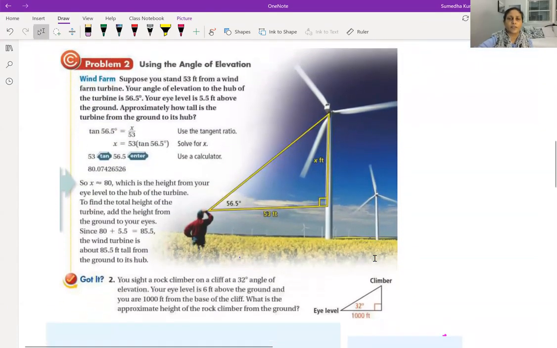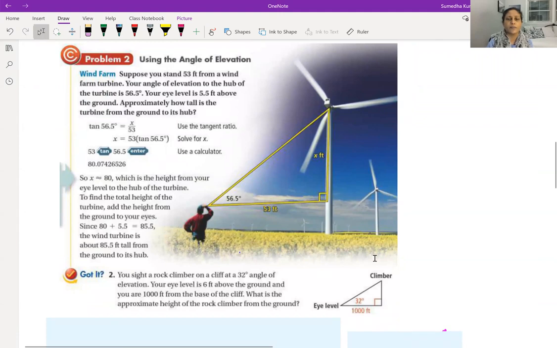So here's a question in which there is a windmill, and suppose you stand 53 feet from a windmill and your angle of elevation to the hub of the turbine is 56.5. If your eye level is 5.5 feet above the ground, how tall is the turbine?